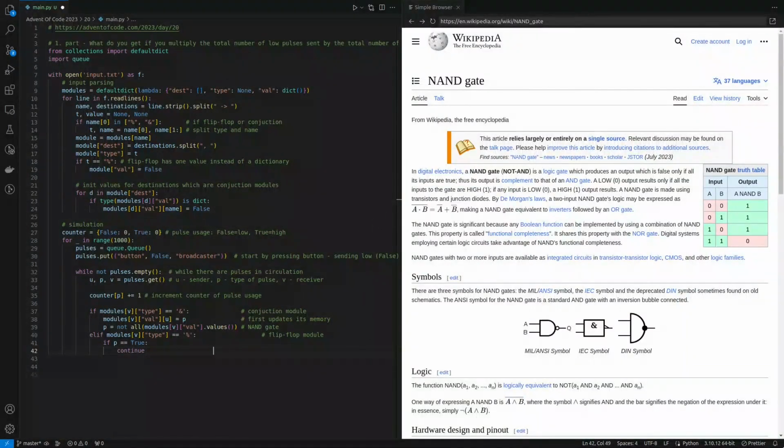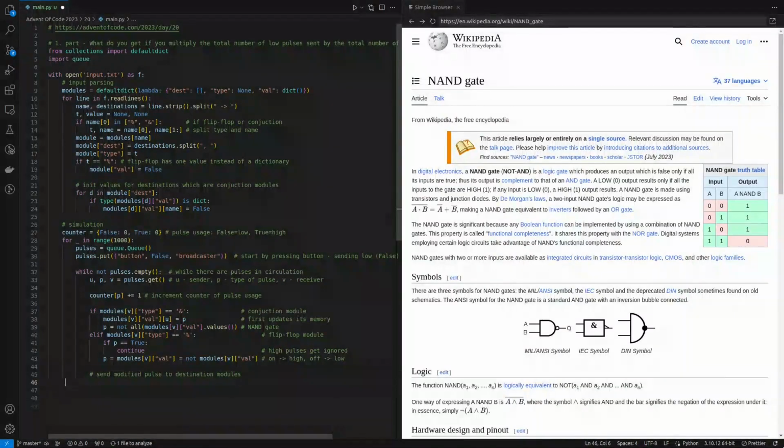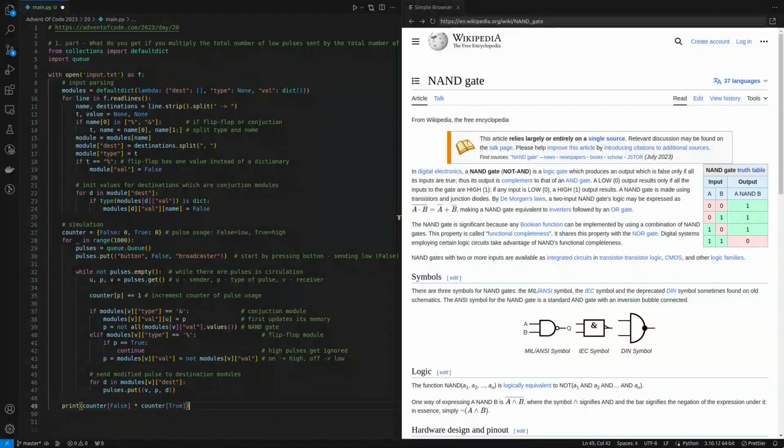The conjunction module behaves like a large NAND gate. If I am at the flip-flop module, I stop the pulse's journey if it's high. If it is a low pulse, I switch the module state. Then I send a modified pulse to destination modules. In the end, I print the product of the number of low and high pulses.